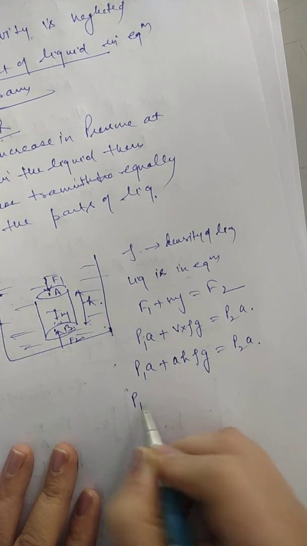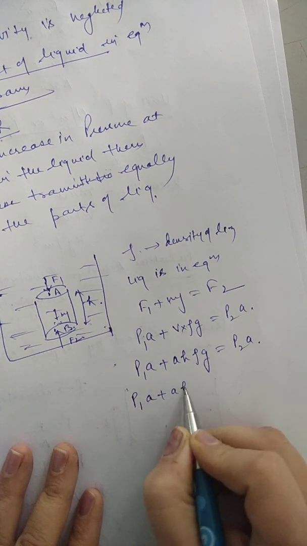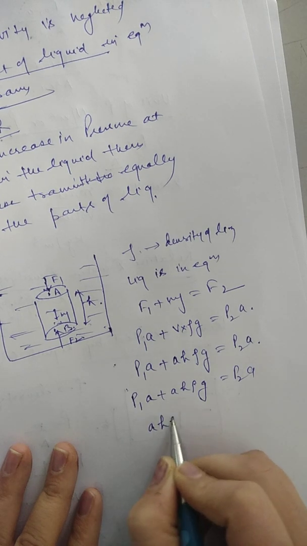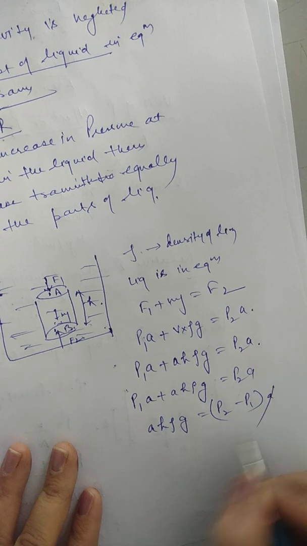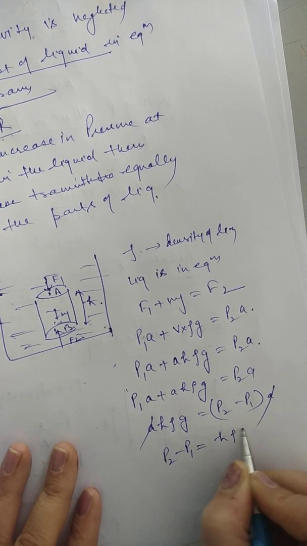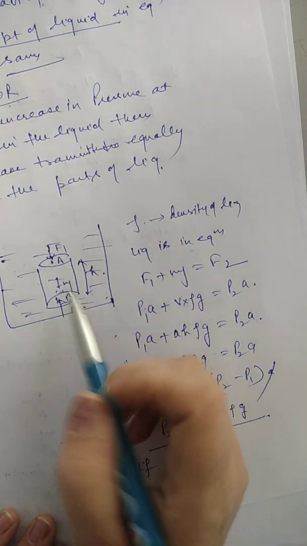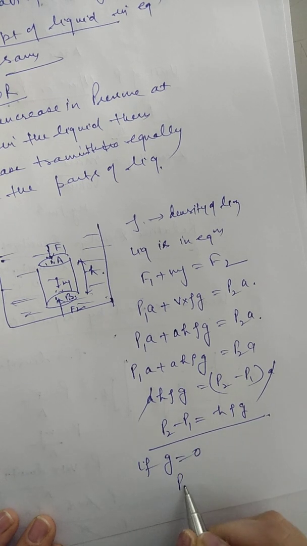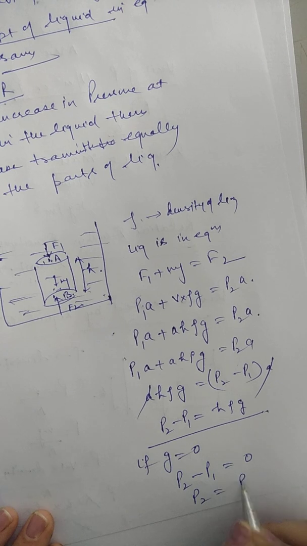So P1 into A plus A into h into rho into g is equal to P2 into A. You can write this as P2 minus P1 into A. A से क्या हो गया? कैंसिल. So P2 minus P1 is h into rho into g. So this is the pressure difference between the 2 points A and B. If g is 0, then P2 minus P1 is equal to 0. This means P2 is equal to P1.